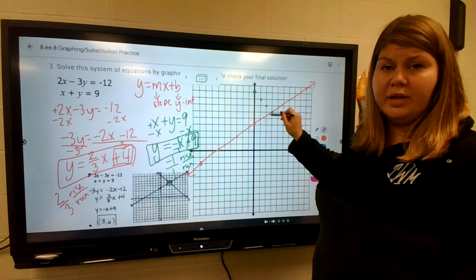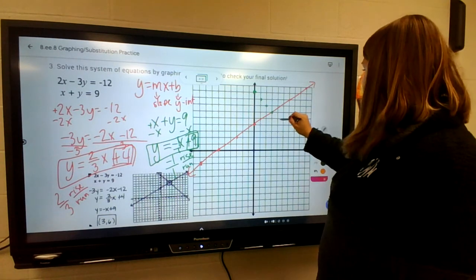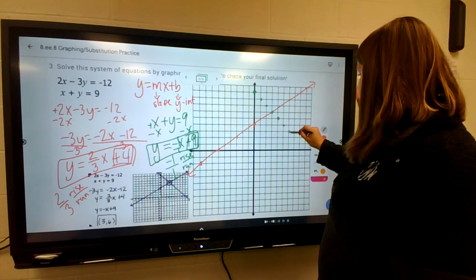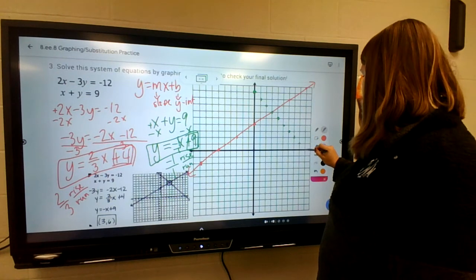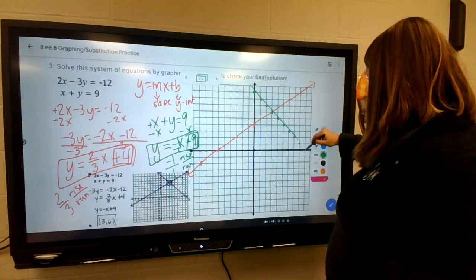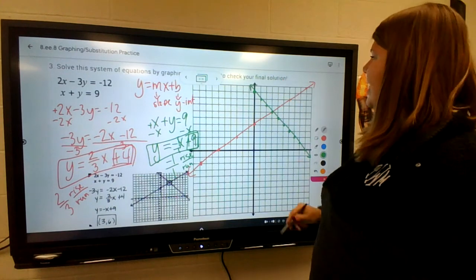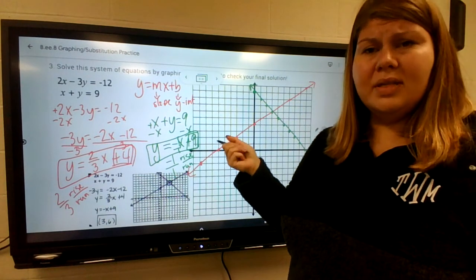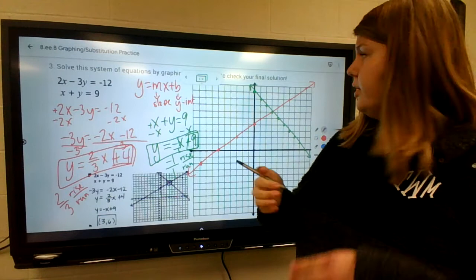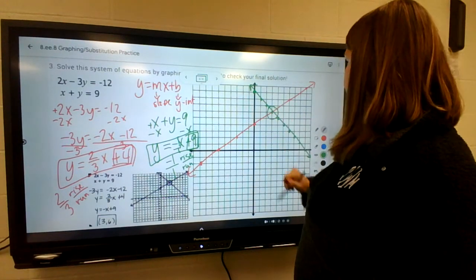Oh, I can already see where they're hitting, and that's going to be good. All right, down one to the right one. Continue that pattern all the way down. Okay, I'm going to connect those, draw those arrows. Okay, remember, the solution to these equations is where they intersect. Well, they're intersecting at this point right here.